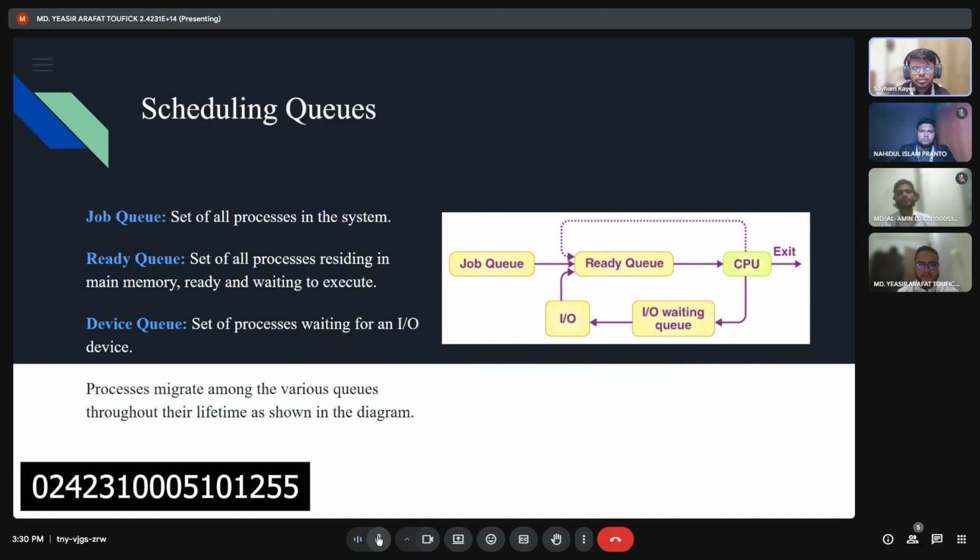Then it will go to the CPU. The CPU will process the process, and after the wait is over, it will go to the I/O waiting queue. Then it will go to the I/O, and then directly back to the ready queue again, because the device queues are specific queues where a process waits for a particular I/O device, like a disk or printer. So a process starts in the job queue, moves to the ready queue, runs on the CPU, and might then be moved to the device queue if it needs I/O, eventually cycling back to the ready queue until it terminates.